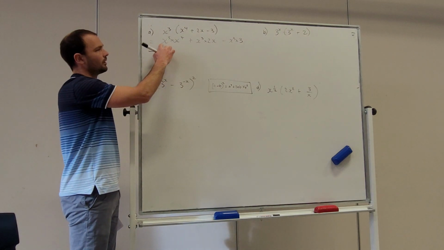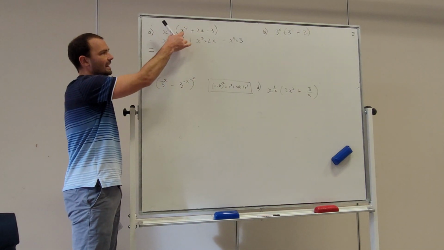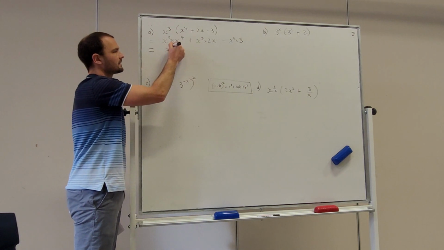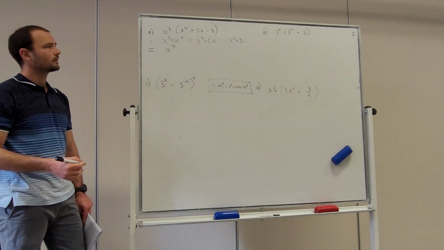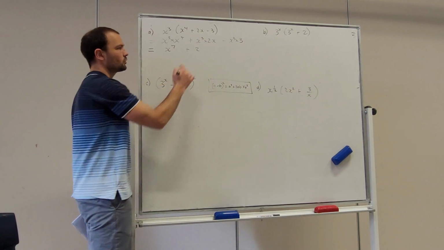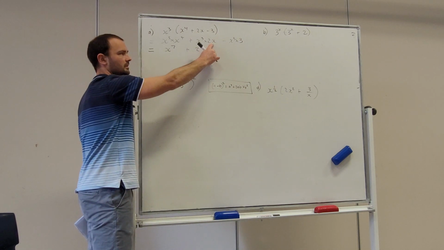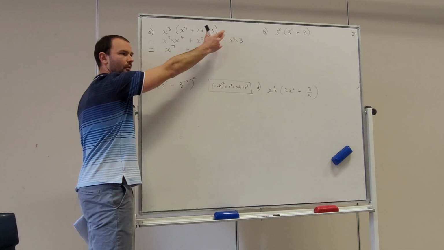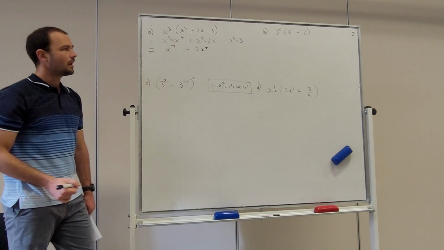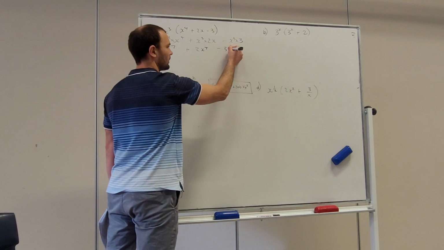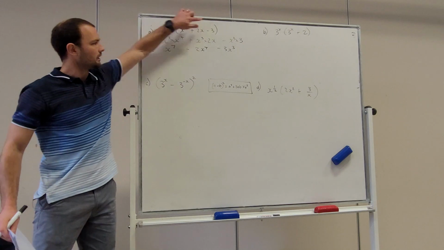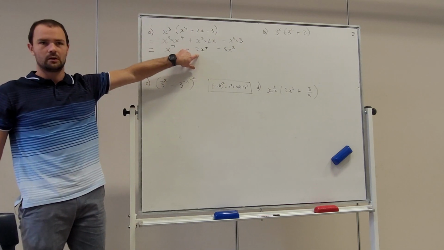Now here we've got the same base, and so we're adding the powers. It becomes x to the power of 3 plus 4, that's x to the power of 7. Over here, the 2 is just going to hang out, and what we have is 2 times x to the 3 times x to the 1. So we add those powers again, 3 plus 1, that's x to the power of 4. And then we have take away 3 lots of x. So all we're doing is distributing that, and that's going to be our answer.